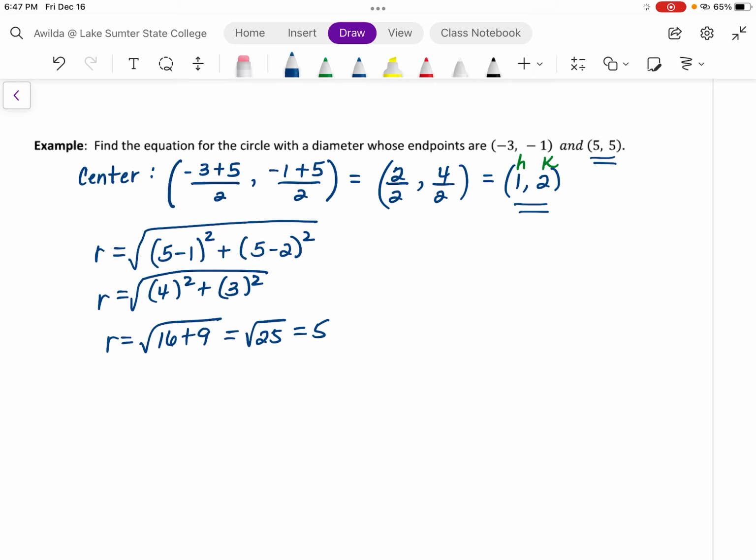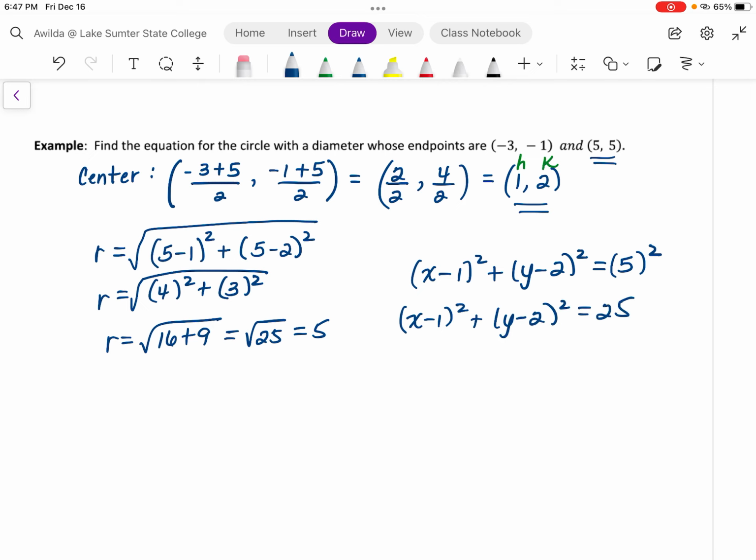Now that we have the center coordinates and we have the radius, we're ready to substitute these into the equation of a circle. We have (x minus h) squared plus (y minus k) squared is equal to radius squared. This should be your final answer.